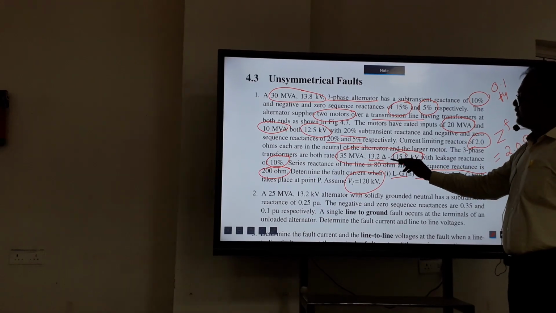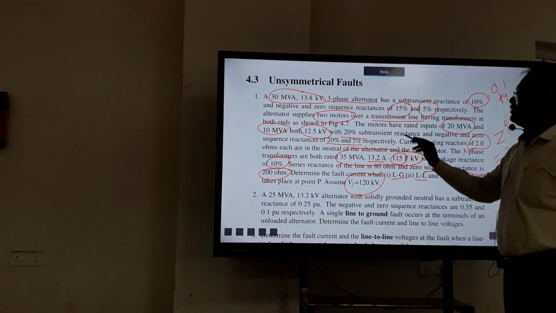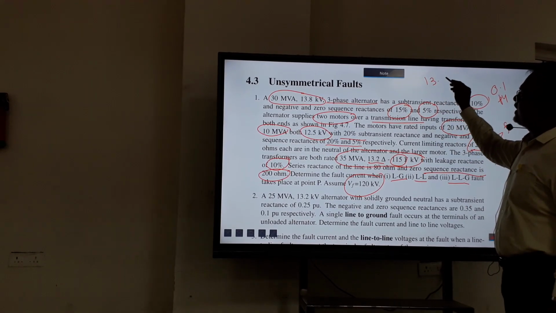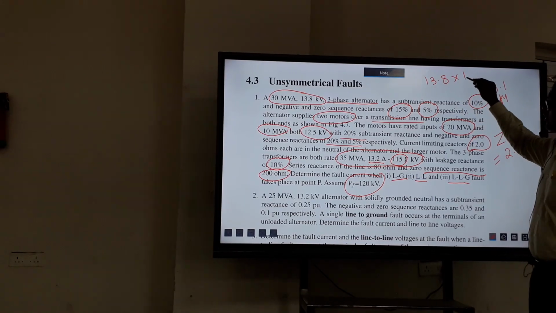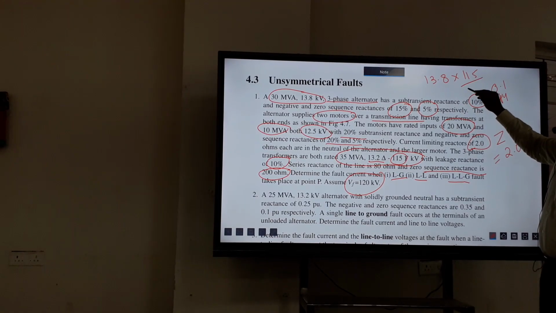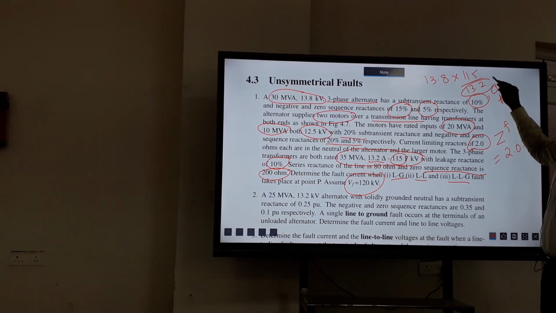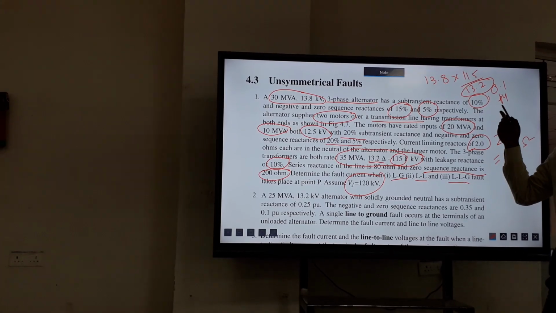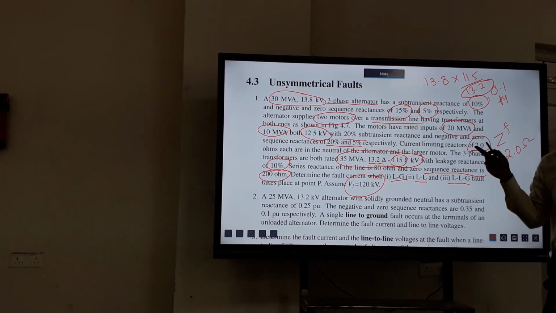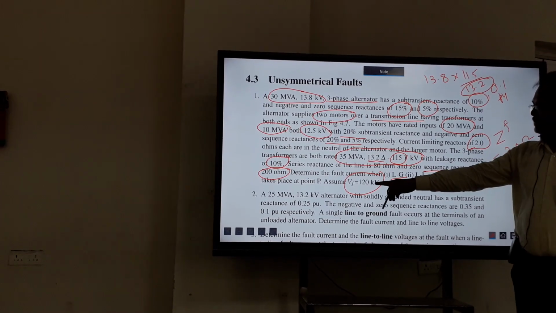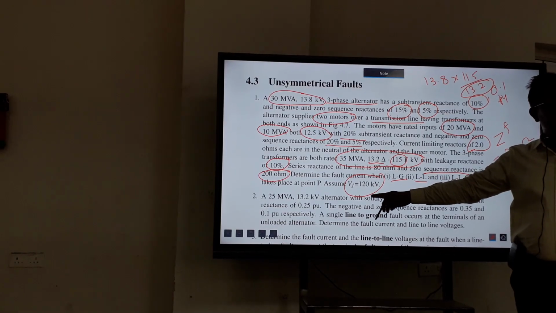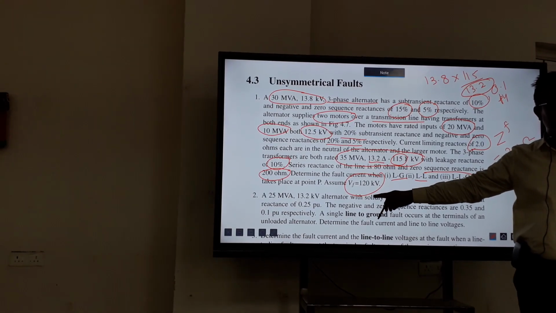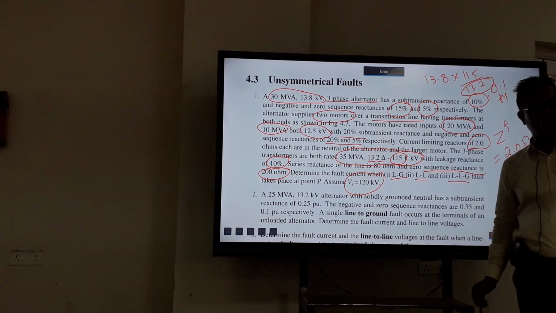13.2 to 115 kV. So what is the rated voltage on the transmission line side? 13.8 into 115 by 13.2. So around 120 kV. That is the rated voltage on the transmission line side, and the fault is occurring at the rated voltage on the transmission line side.